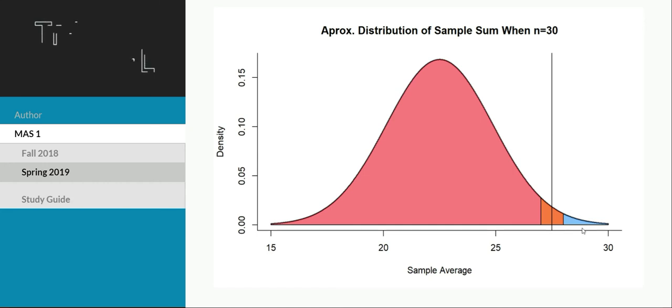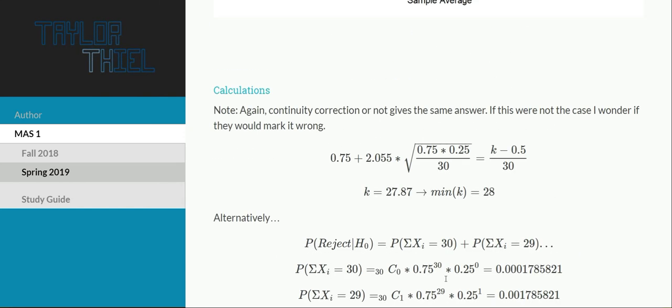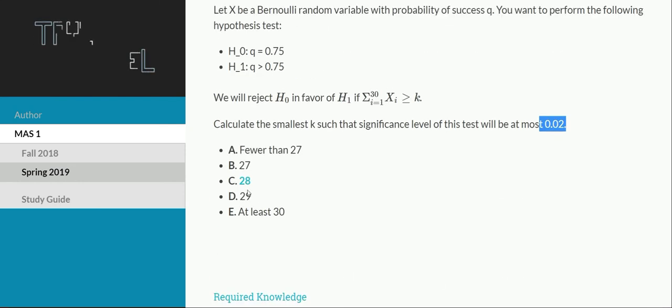So as we, what would this be? As we decrease k, that's moving this line to the left and increasing the area to the right. And if we increase the area to the right, instead of being at exactly 0.02, we're going to be at a value larger than 0.02. And we want to stay under that. So we know that we have to round up, not down, which is why our 27.87 needs to be pushed up to 28, which is our final answer. And scrolling up, that is C.